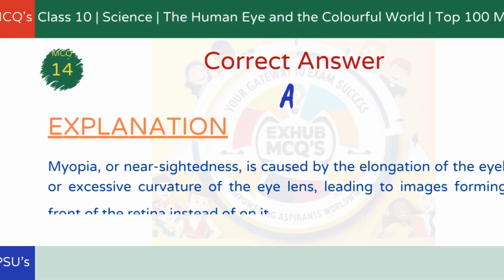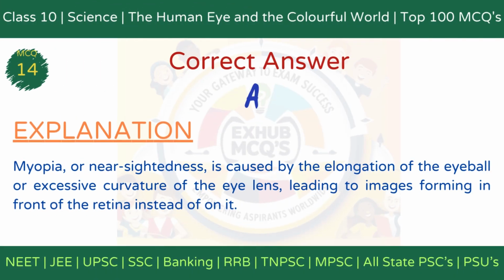The correct answer is option A, myopia. Explanation: myopia, or nearsightedness, is caused by the elongation of the eyeball or excessive curvature of the lens. This results in light rays focusing in front of the retina, causing blurry distant vision.